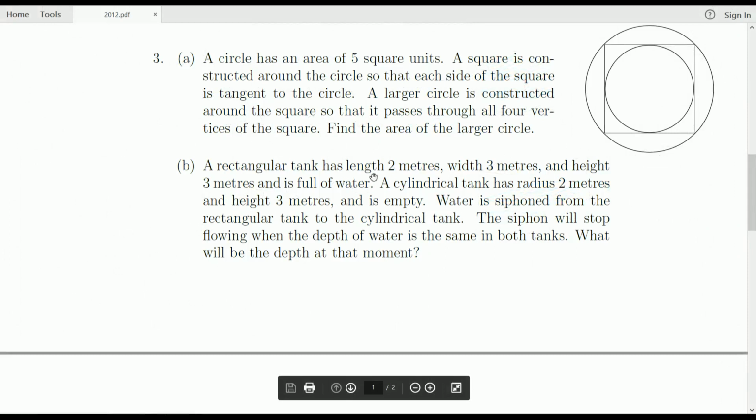Just double check. 2 by 3 by 3. 2 by 3, again, the height. 2 is the radius, and then by 3, water is siphoned. We just care about when the depth of water is the same in both tanks. So, what will the depth be? It'll be 9 over 3 plus 2 pi. We leave it exact. There's nothing we can do.